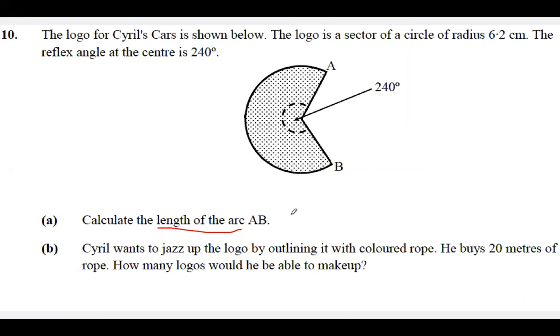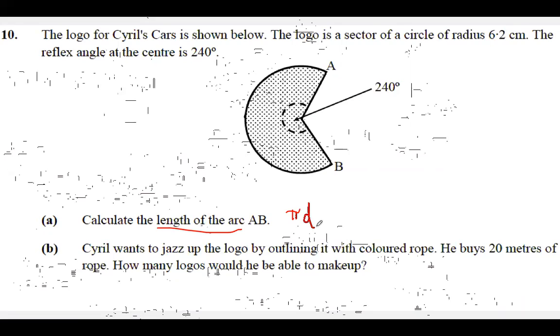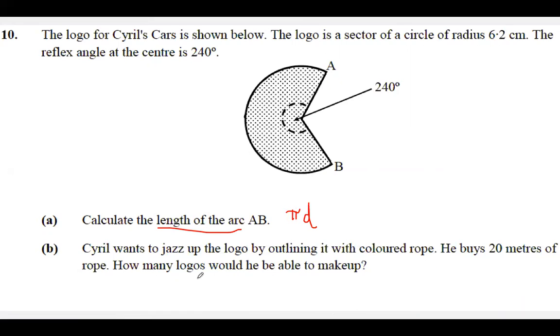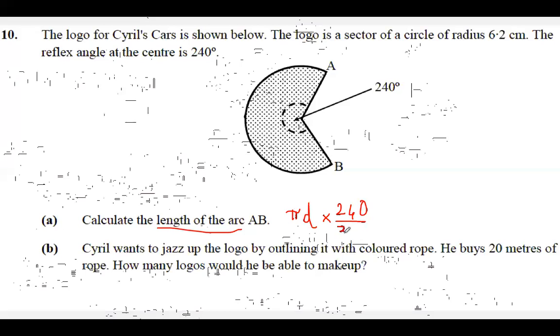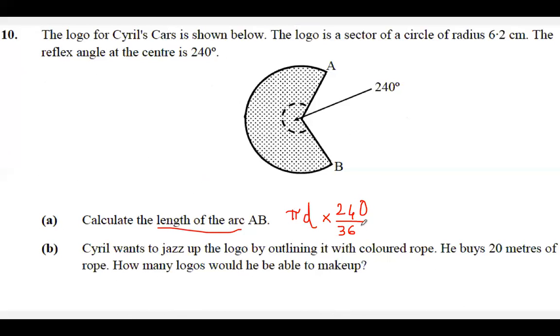So the first thing I put in my head is arc, pi d. If it was area, it'd be pi r squared. Pi d. Now I've got 240 degrees. If I had a full circle, it'd be 360. So I've got a fraction of a full circle, and the formula is the angle divided by 360. Times 240 divided by 360. And that should give me my arc length.